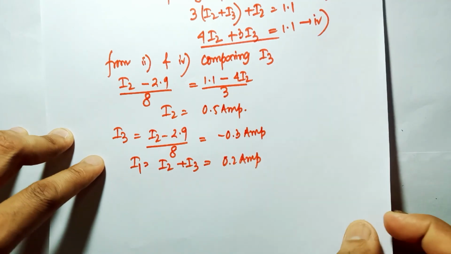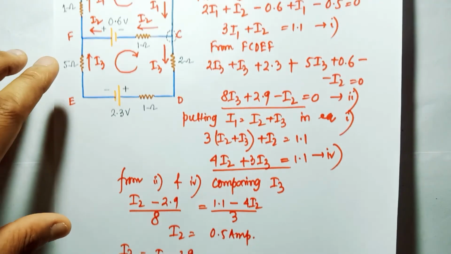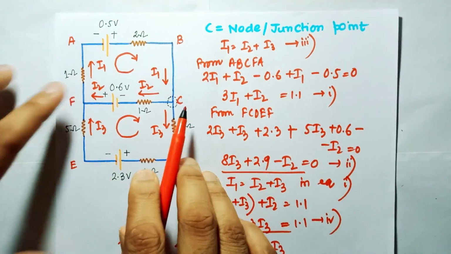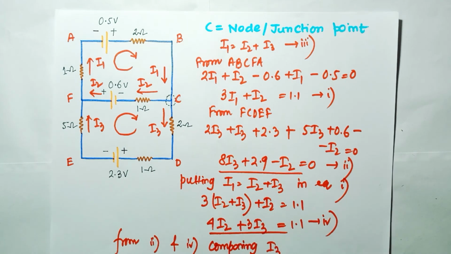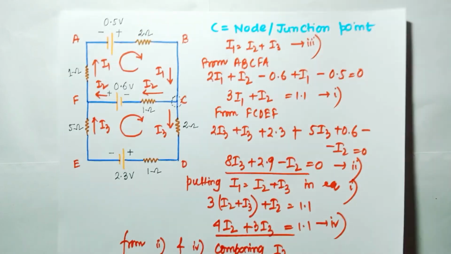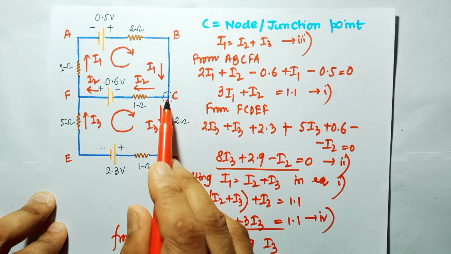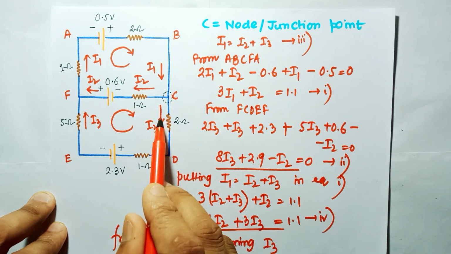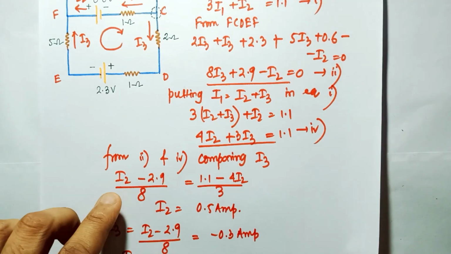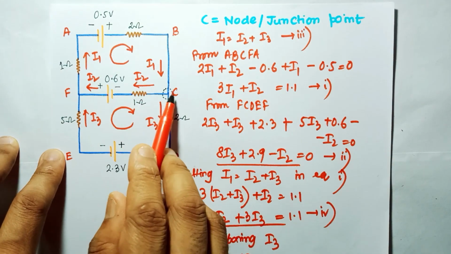So you can see the magnitude of the current I1 is equal to 0.2 ampere, so it is flowing in this direction, which is correctly mentioned here. And for the current I3, the value is minus 0.3 ampere. So the direction of the current, I am showing here from C to D, but the original direction of the current I3 will be from D to C. Similarly the current I2 is 0.5 ampere, so it is correctly drawn here from C to F.